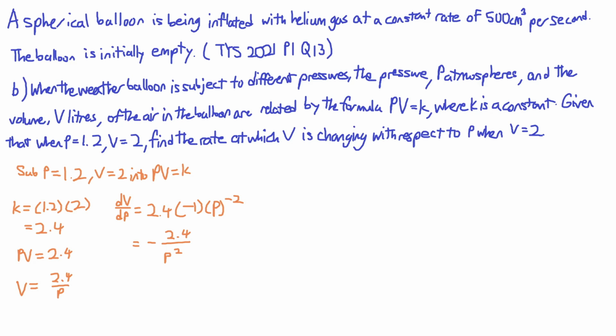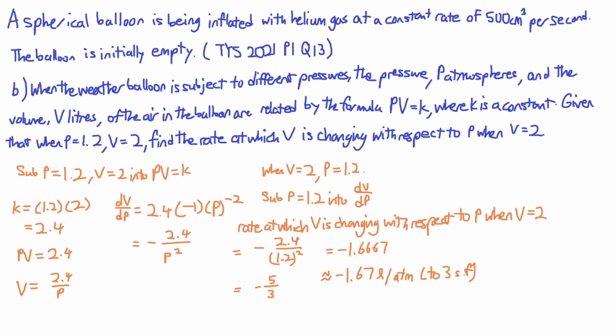Now, since we are finding the rate of change of V with respect to P when V equals 2, we know that P equals 1.2 when V equals 2. Thus, we can substitute P equals 1.2 into dV over dP, getting a value of negative 5 over 3 or negative 1.67 liters per atmosphere to 3 significant figures. With that, the question is done.